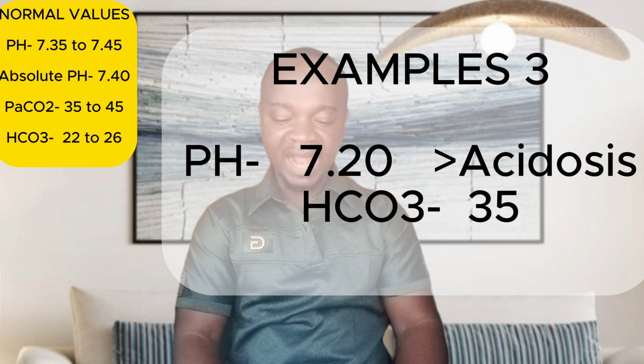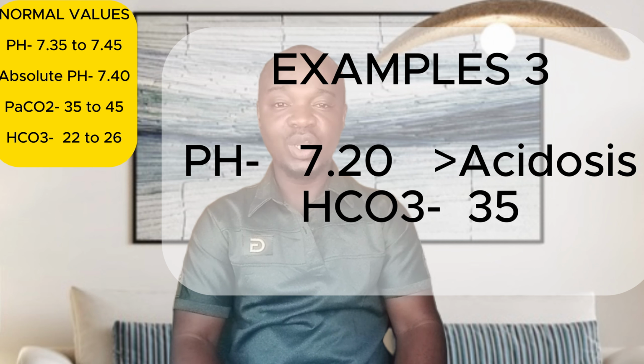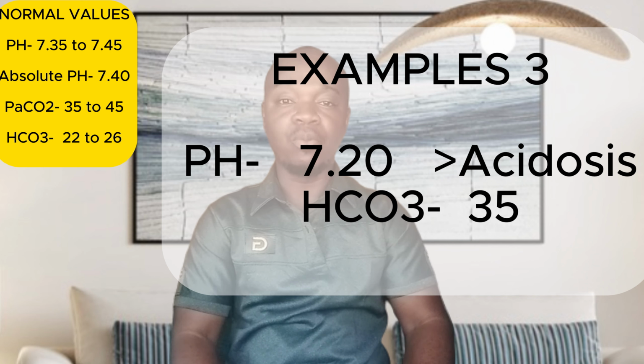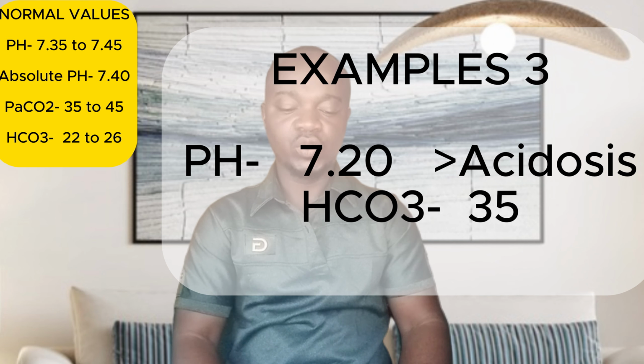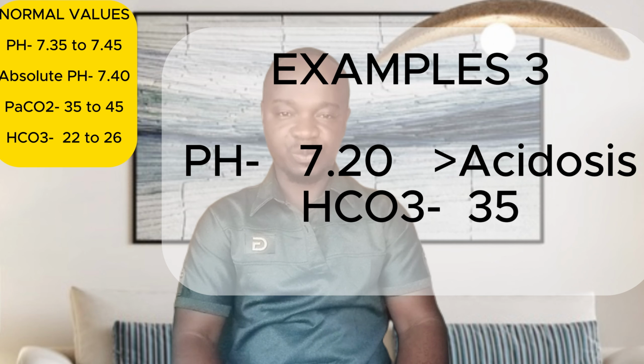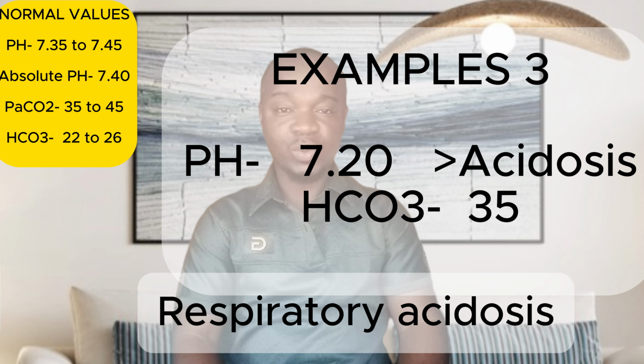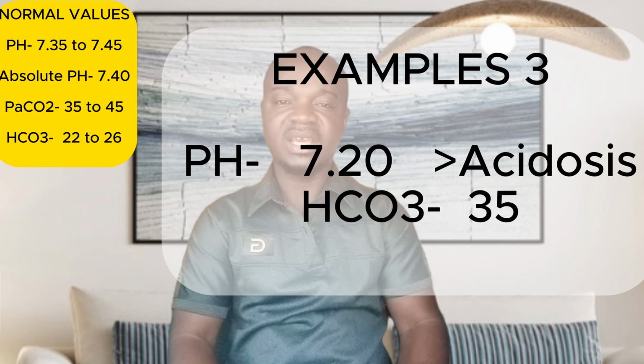Now, the bicarbonate is 35. The normal bicarbonate is 22 to 26. Now, 35 is high. So you see that the pH and the bicarbonate are moving in opposite directions. Whilst the pH is going low, the bicarbonate is going high. So in this case, we have respiratory because they are moving in opposite directions. And since the pH indicates acidosis, we have respiratory acidosis. I'm sure you are following.